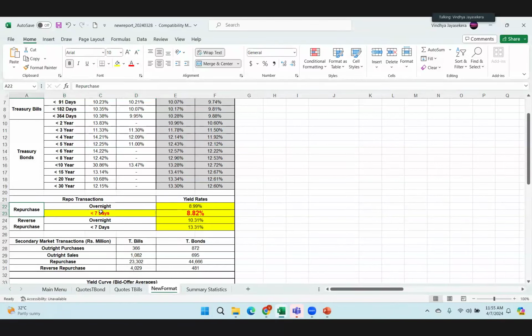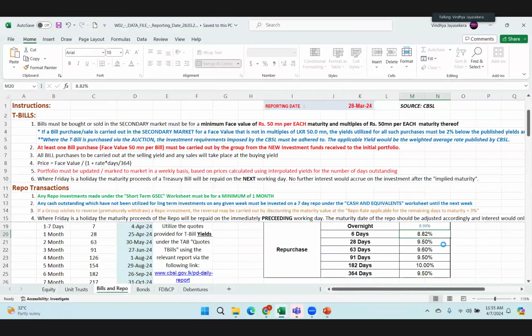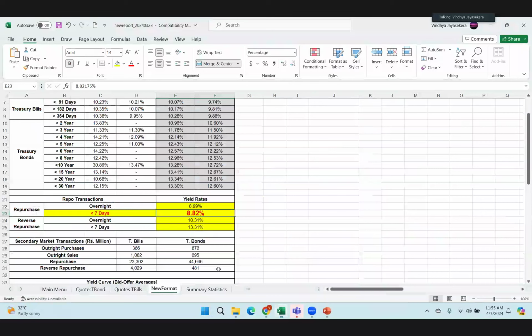So your repurchase 7-day rate is 8.82, which is the rate that would have been published here in your assignment, right? Going forward, this rate will not be published. You will have to take that rate. I will just write here, take it from the CBSL report. So you will have to go to the report in the new format. You see the 7-day rate that's published.